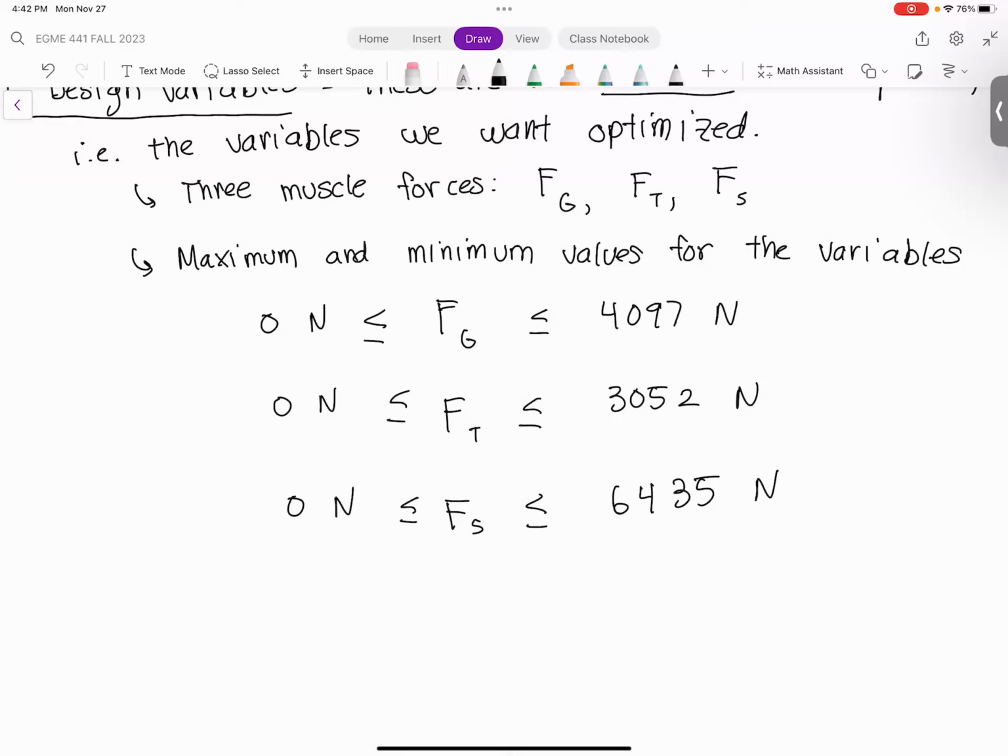What this is basically telling us is that throughout the optimization, what we're going to solve for, FG, FT, and FS, ideally their optimal values are going to be within these ranges. All right, any questions on this so far? Okay, so those are the design variables. I know all of that was given in the problem, but when we're setting up the problem, we have to be clear and specific about these things.